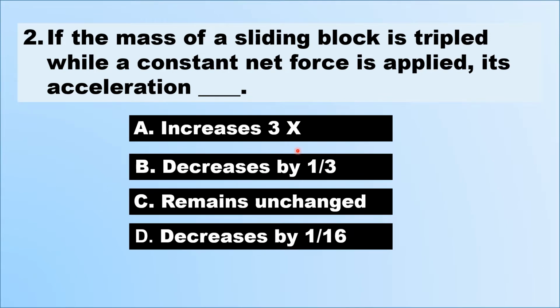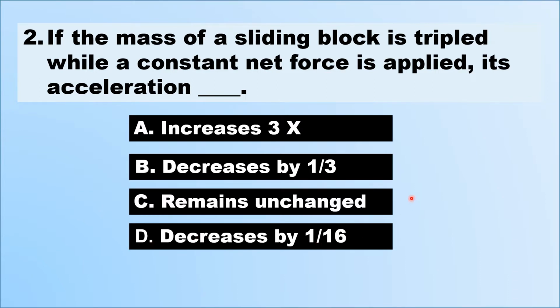Question number 2. If the mass of a sliding block is tripled while a constant net force is applied, then its acceleration, letter A, increases 3 times. Letter B, decreases by 1/3, that means 1/3 of the original. Or letter C, remains unchanged. Or letter D, decreases by 1/6.